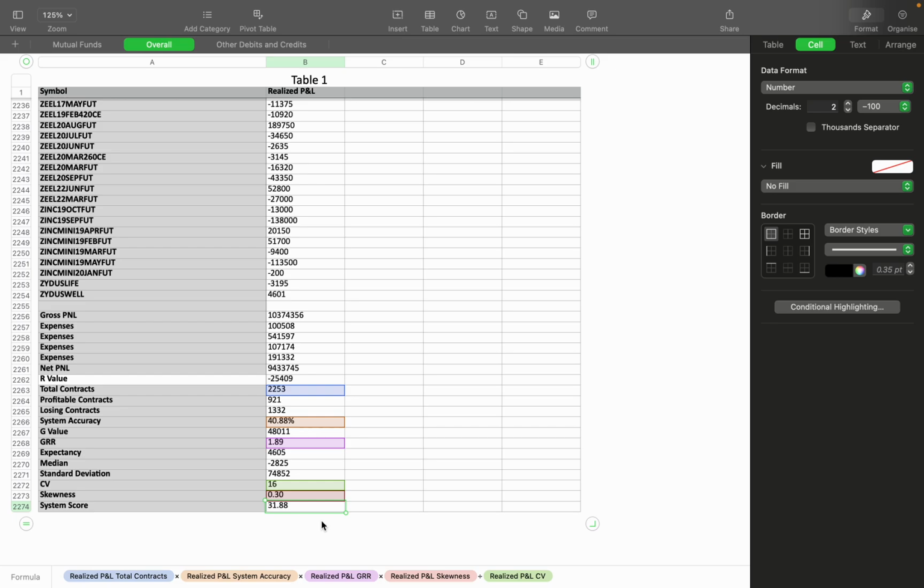I think naturally, from my perspective or from my areas of strength and weakness, but maybe not so much for someone else. So a 31 system score is good. The question is, how are we arriving at this value?